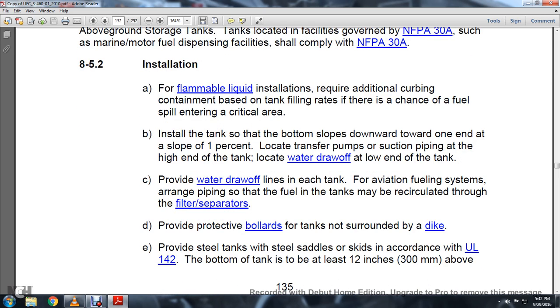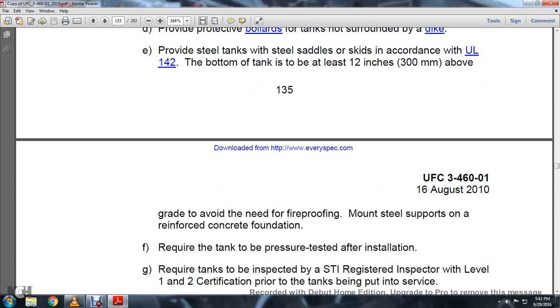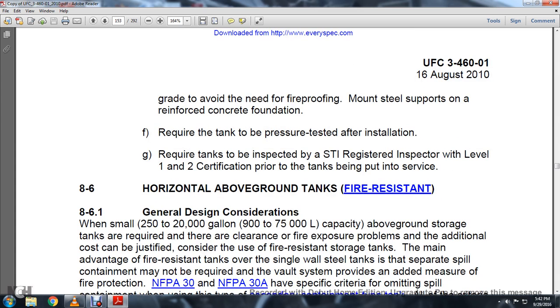Provide protective bollards for the tank if not surrounded by a dike. Provide a steel tank with steel saddles and skids. In accordance with UL-142, the bottom of the tank is to be at least 12 inches above grade to avoid the need for fireproofing mounting steel supports or a reinforced concrete foundation. Require the tank to be pressure tested after installation. Require the tanks to be inspected by an STI registered inspector with a level 1-2 classification prior to the tanks being put into service.